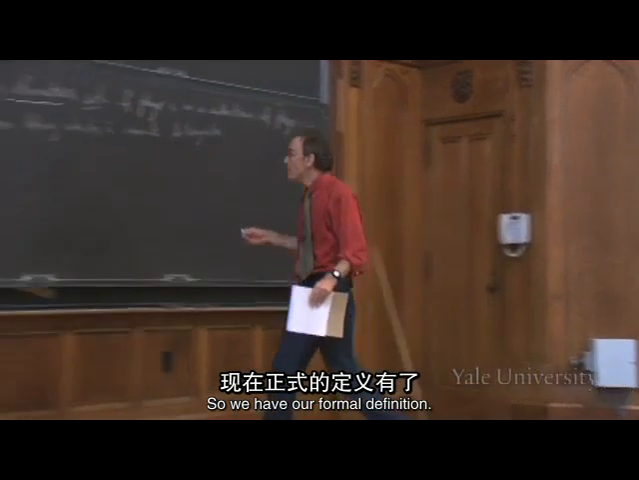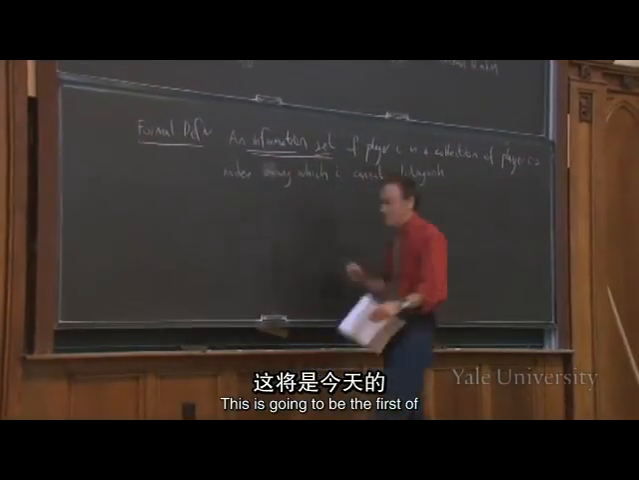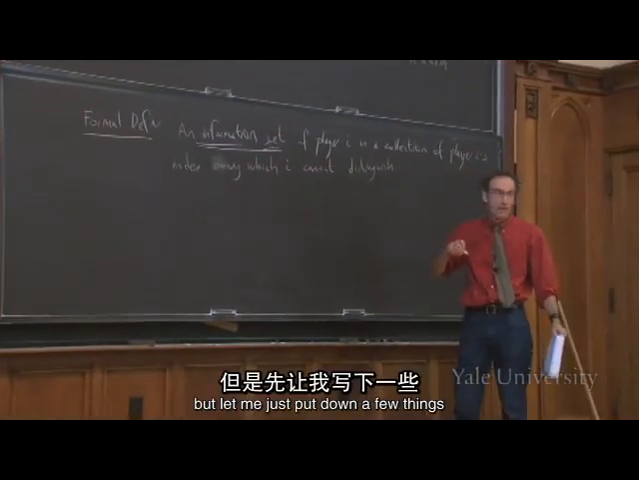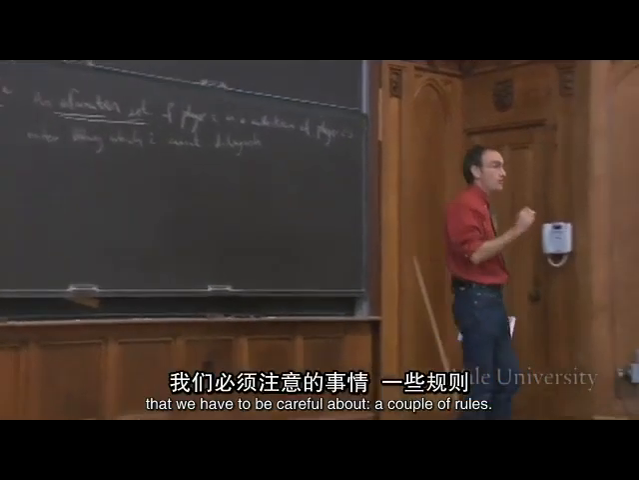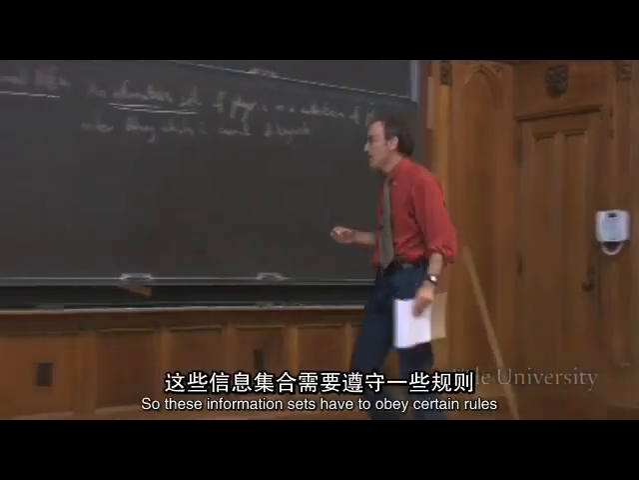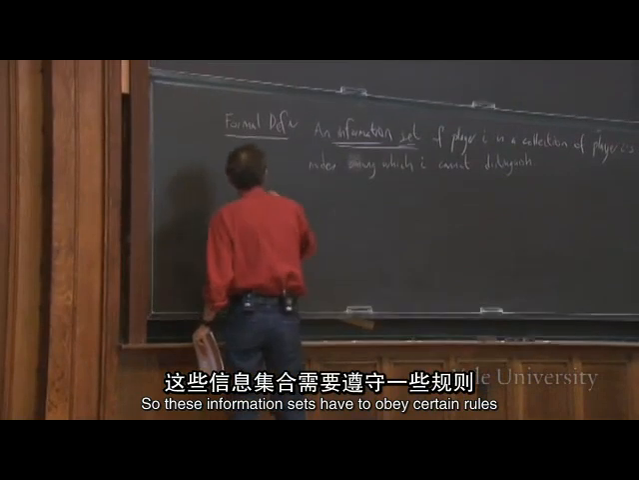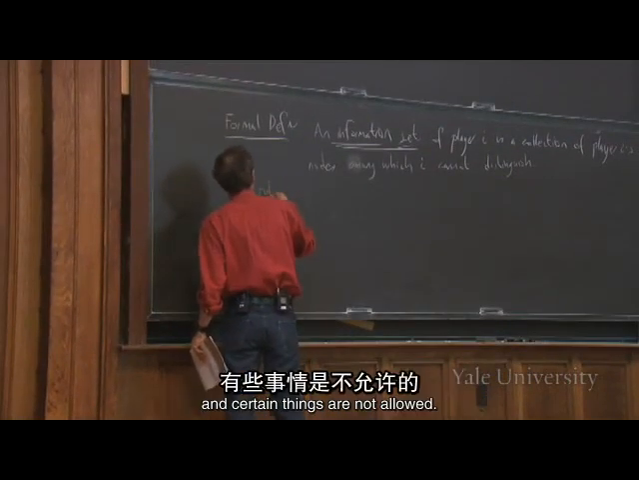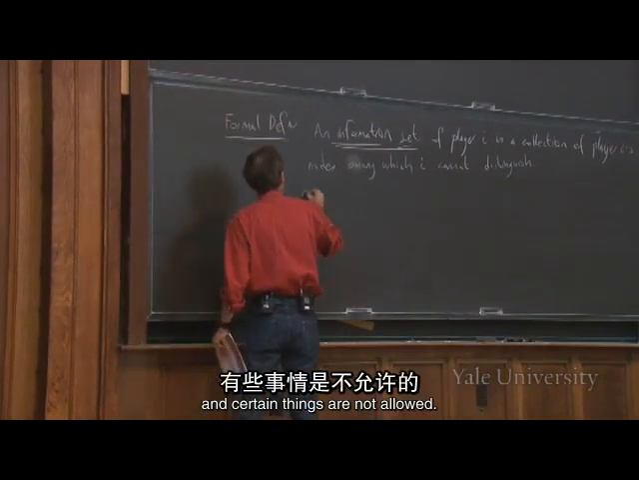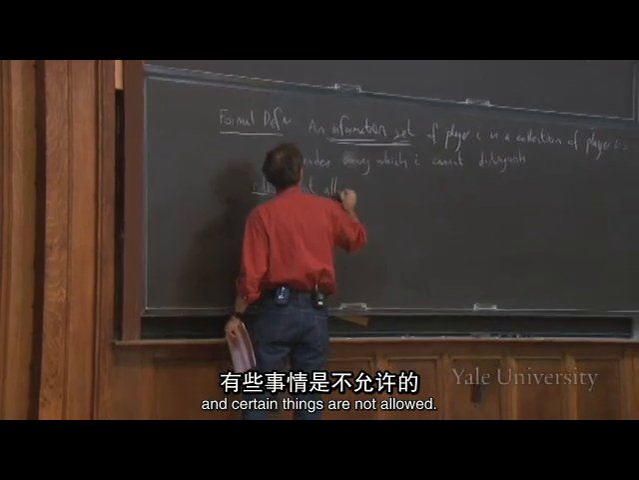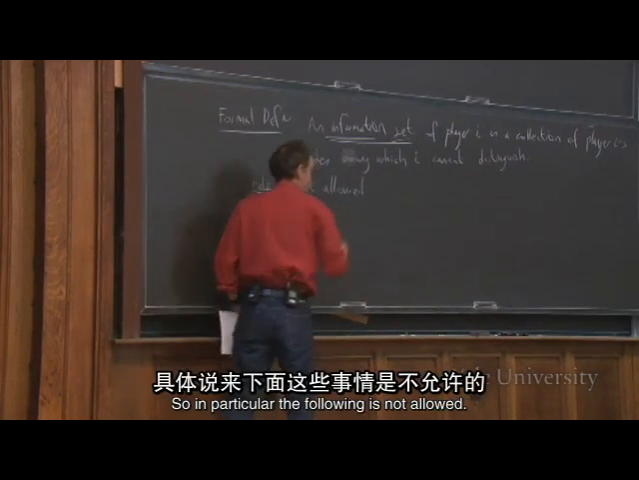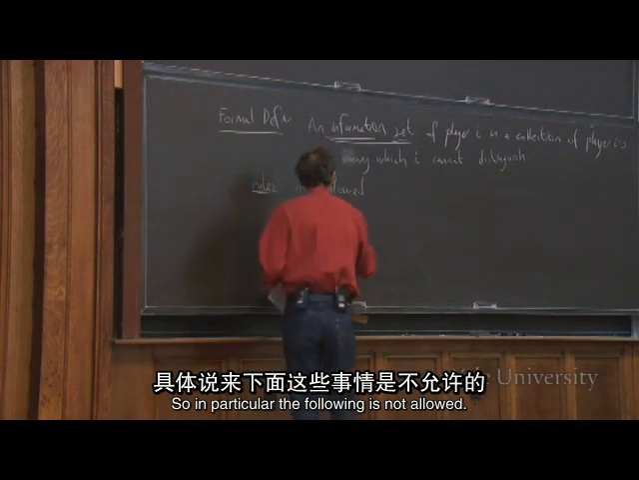All right, so we have our formal definition. This is going to be the first of our big tools of the day, but let me just put down a few things that we have to be careful about, a couple of rules. These information sets have to obey certain rules, and certain things are not allowed. So in particular, the following is not allowed.